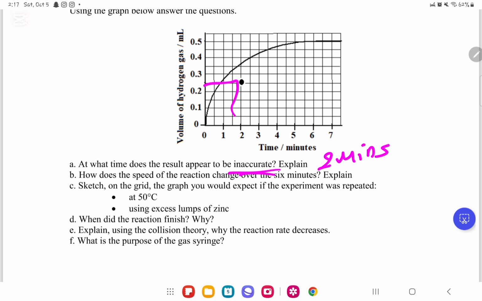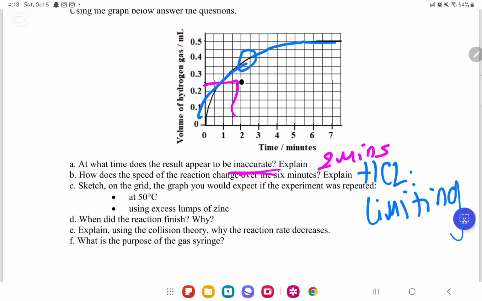Now, how does the speed of the reaction change over the 6 minutes? So it increases until here it starts to slowly decrease, and then finally it stops. But it stops not because the reactants are completely used, but because the HCl, which is our limiting, was completely used. So not both reactants were completely used up, no, only the HCl was completely used up.